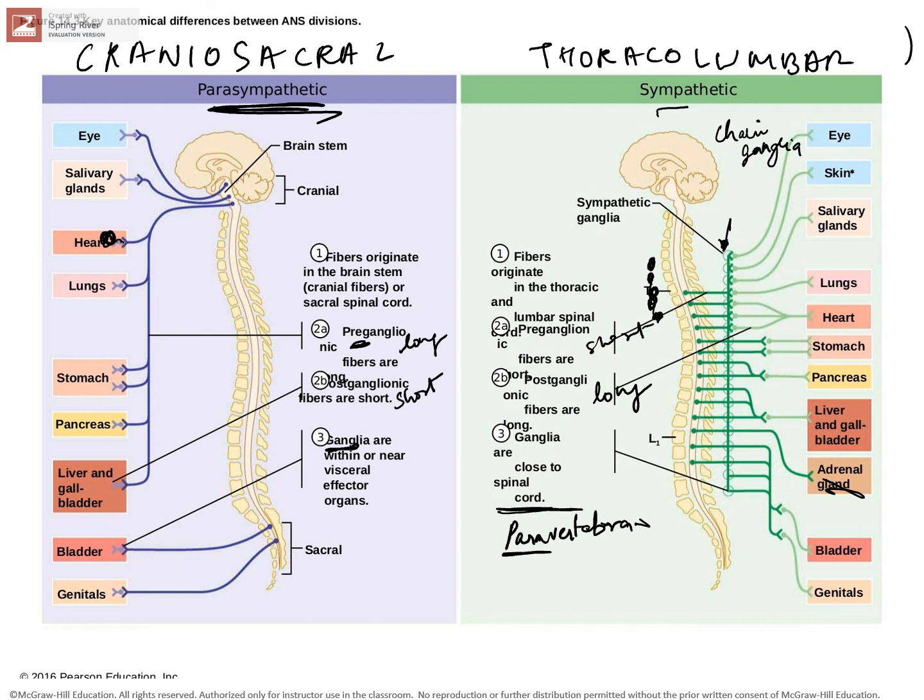The sympathetic nervous system, on the other hand, contains sympathetic chain ganglia on both sides of the spinal cord, located very close to the vertebrae, outside the vertebrae. Okay? These are the key anatomical differences between the sympathetic and parasympathetic nervous system.